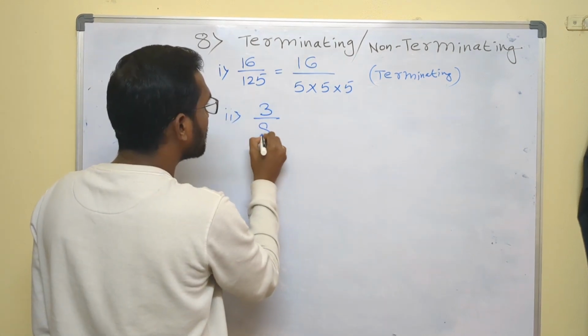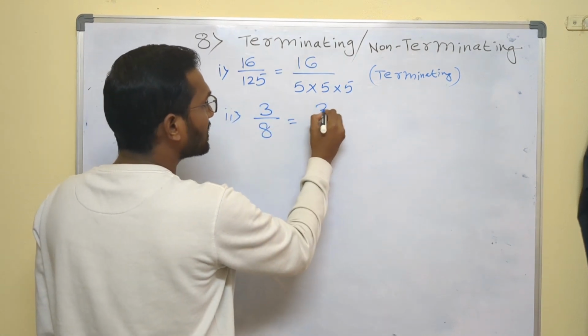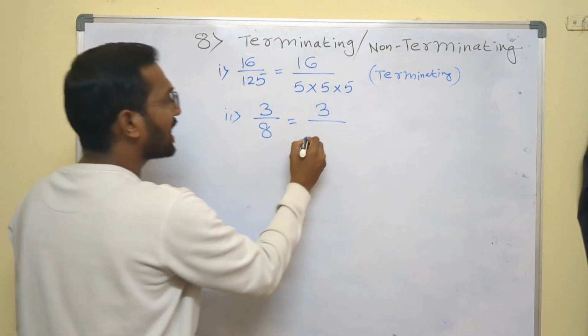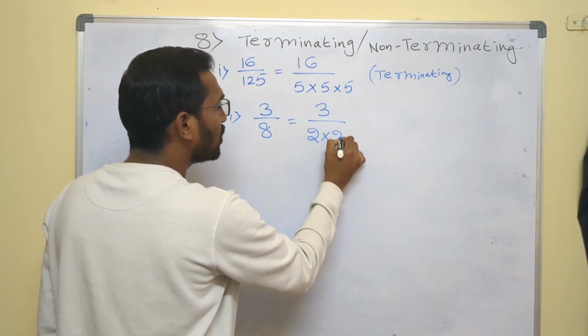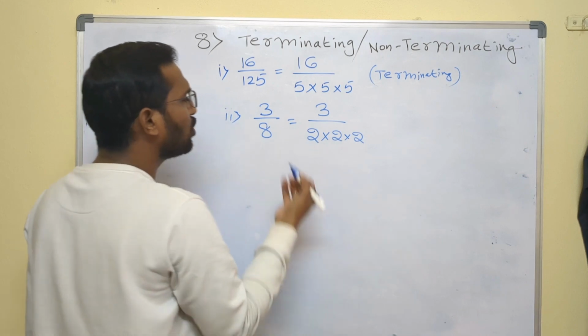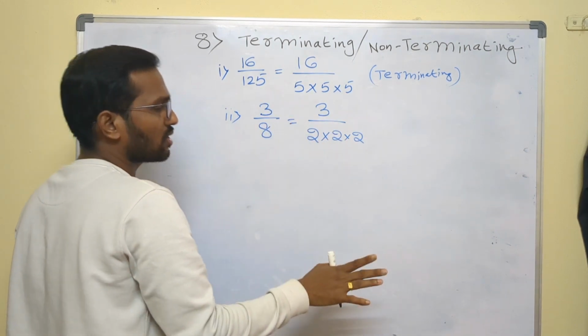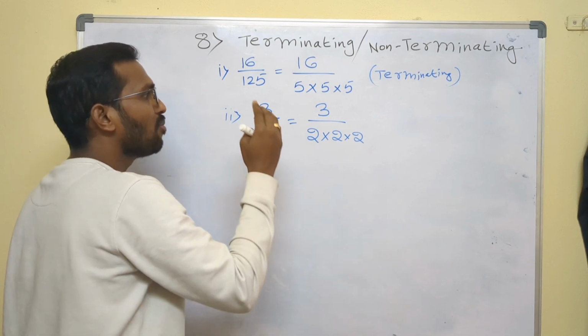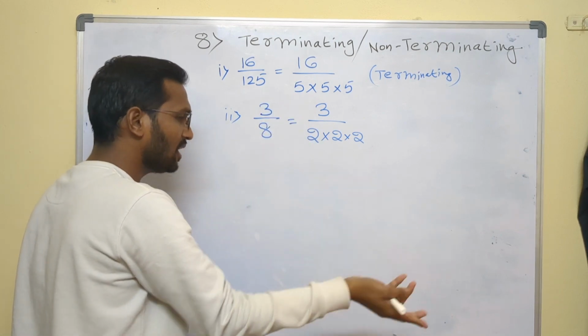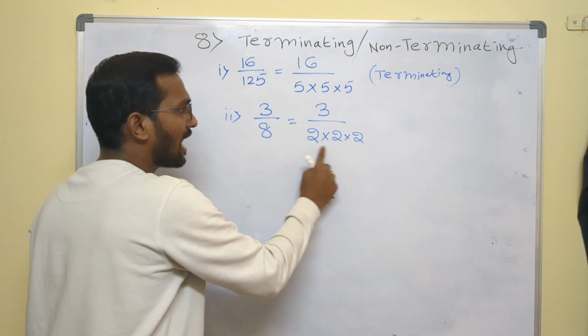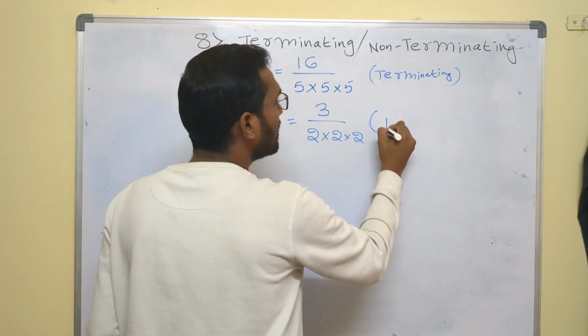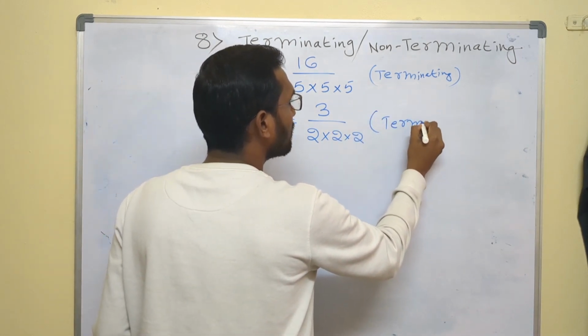3 by 8. Numerator as it is, by 8 can also be written as 2 into 2 into 2, or simply 2 power 3. If we observe the denominator, we have only 2's or only 5's or both 2 and 5. Then only it will be having a terminating decimal. So here we have only 2. So it has a terminating decimal.